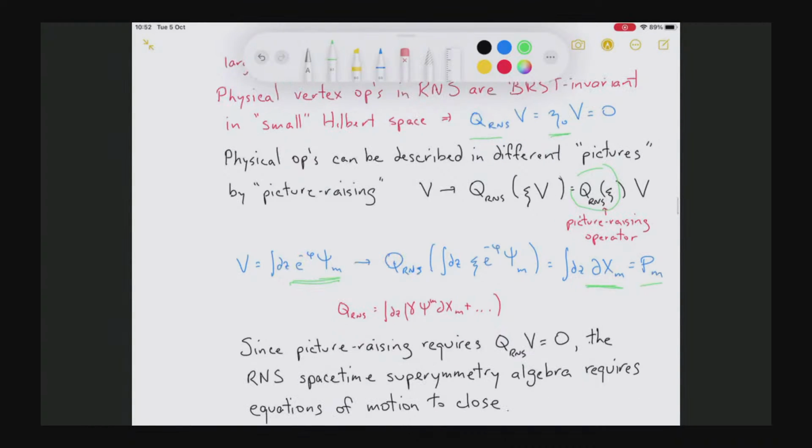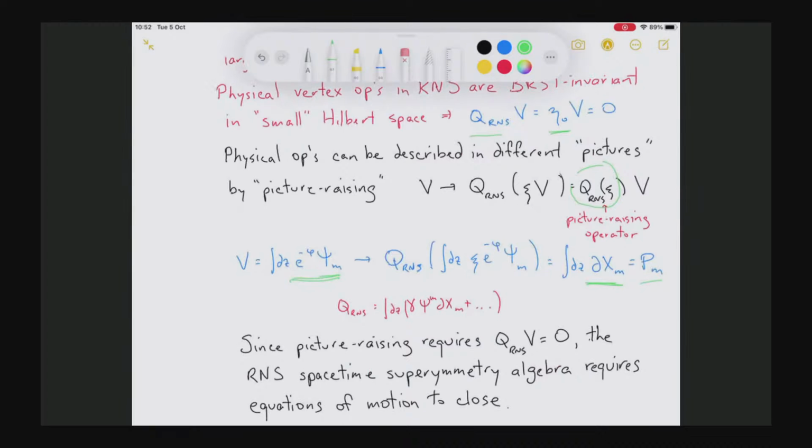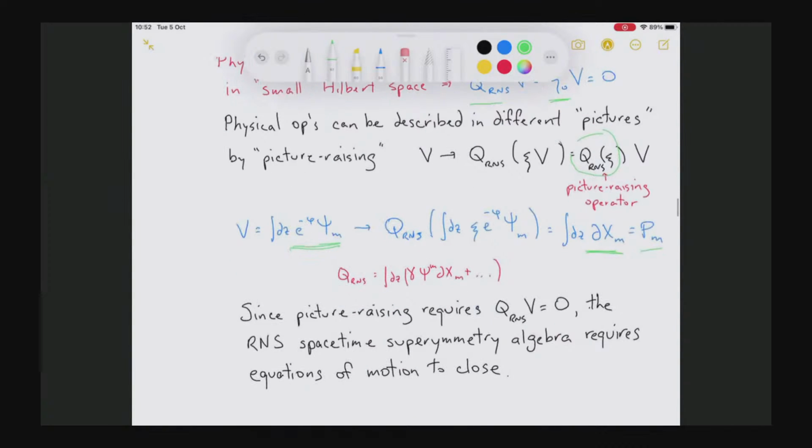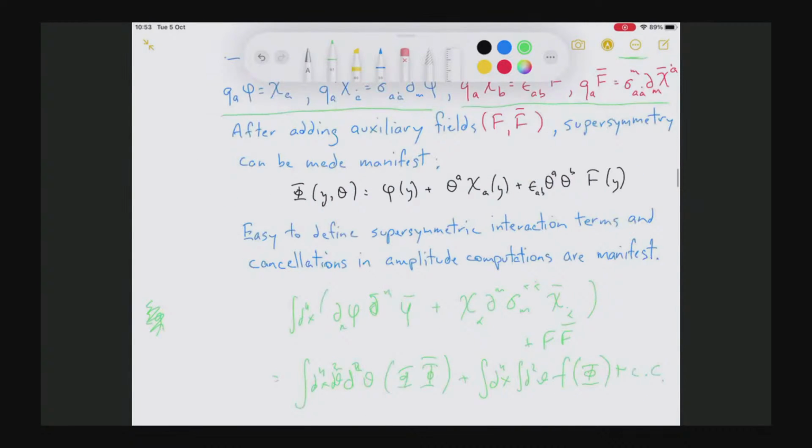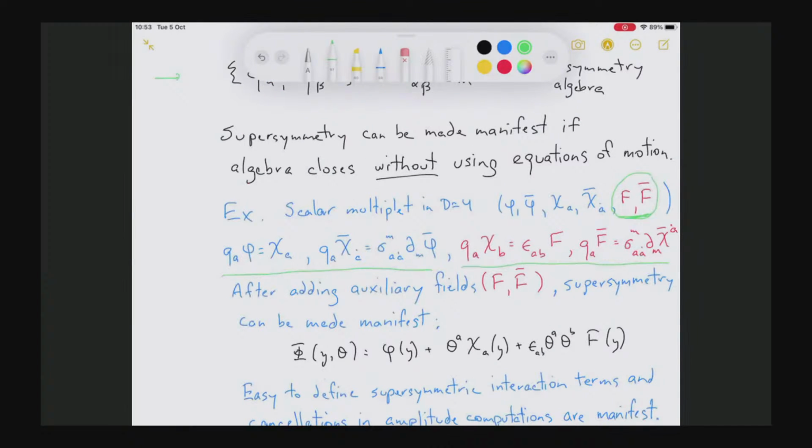Now, picture changing involves this BRST operator, and so picture changing is only a well-defined operation if all the states are on shell. In other words, picture changing does not affect the scattering amplitude if all the states are on shell. That's equivalent to saying the supersymmetry algebra requires equations of motion to close. So in that sense, we're in the same situation as we had here before adding these auxiliary variables.